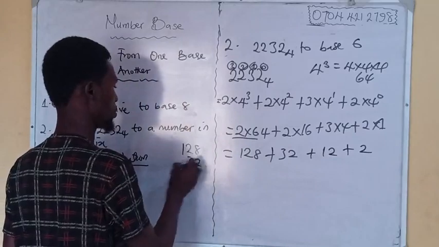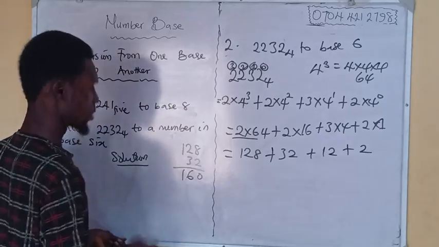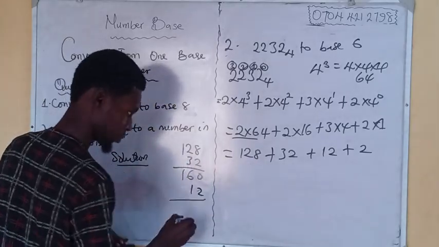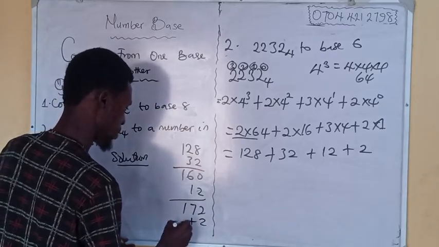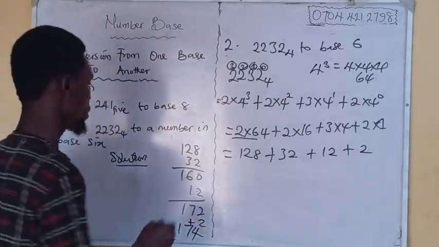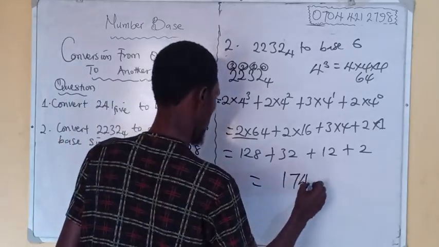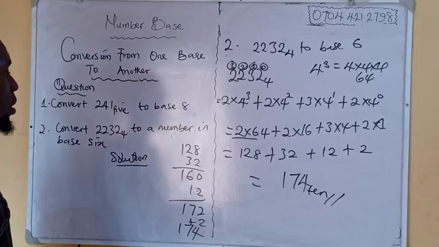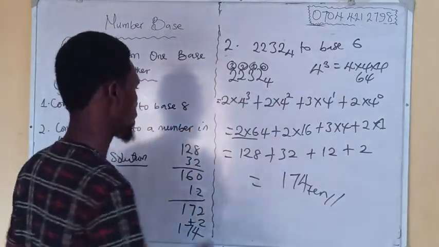When you add it up together, let's see how it goes. 128 plus 32 is 160, plus 12 is 172, and then plus 2. You have 174. So 2232 base 4 is equivalent to 174 base 10. So we have gotten the equivalent of that number in base 4 in base 10. So we have to convert this equivalent to what? To base 6, to a number in base 6.